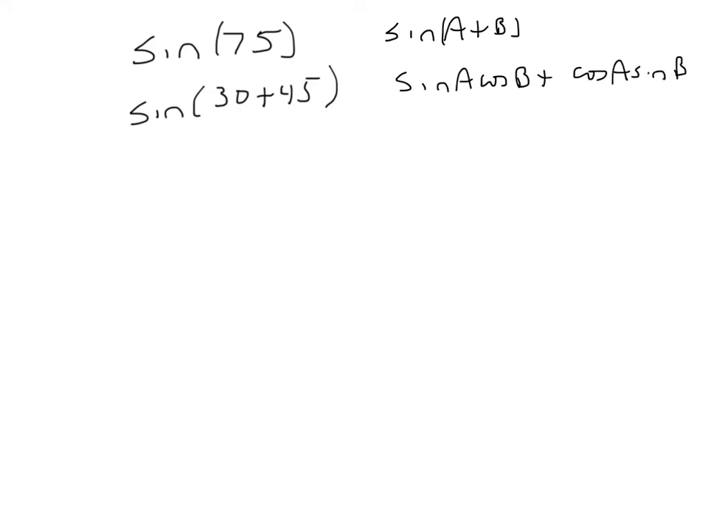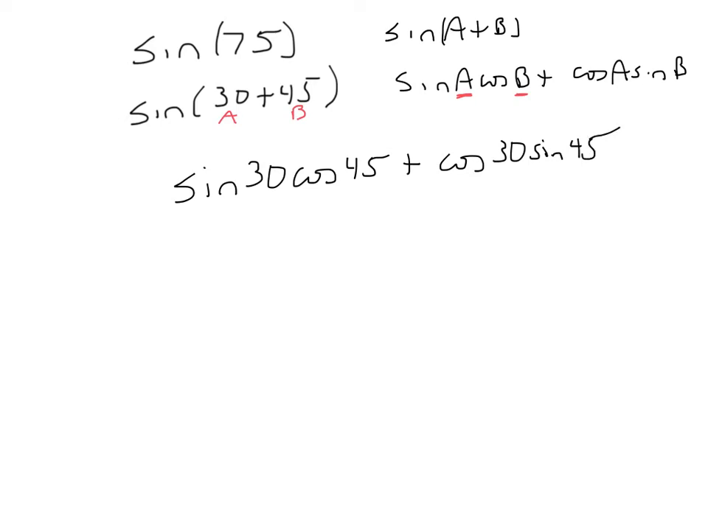So what that means is if I call this A, and I call this B, wherever I see an A, I'm going to put a 30, and wherever I see a B, I'm going to put a 45. So I'm going to simply substitute. It'll be the sine of 30 times the cos of 45 plus the cos of 30 times the sine of 45 from my special angle ratio chart, which hopefully by now you know. If not, you better have it written down somewhere, or you better have it for reference.